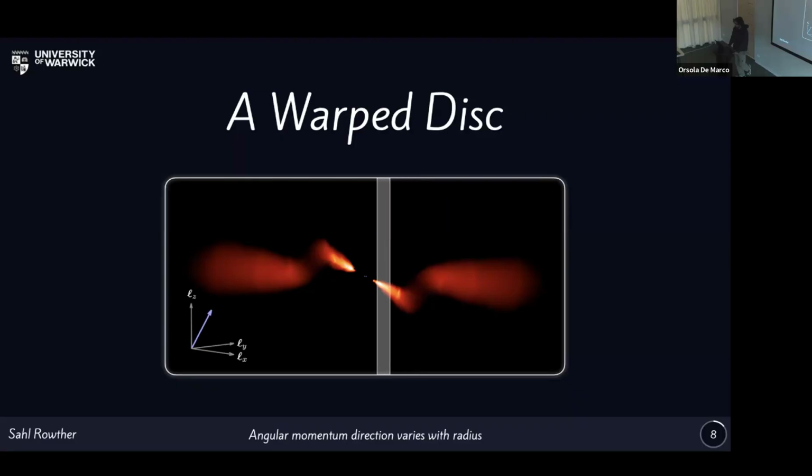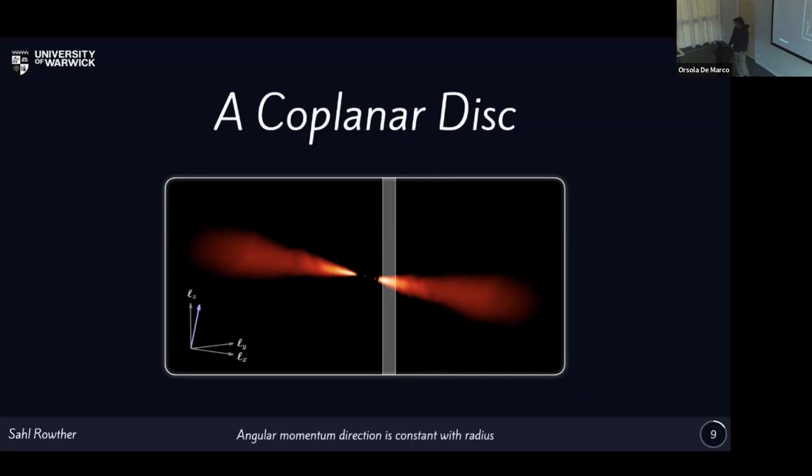As defined here, the blue arrow you see on the bottom left shows the angular momentum vector of the disk in the highlighted region. And what you should see is that the direction of the angular momentum vector varies with the radial location of the disk. And that is what defines a disk as warped. In contrast, for a coplanar disk, you should see that the angular momentum vector is roughly constant with radial location.